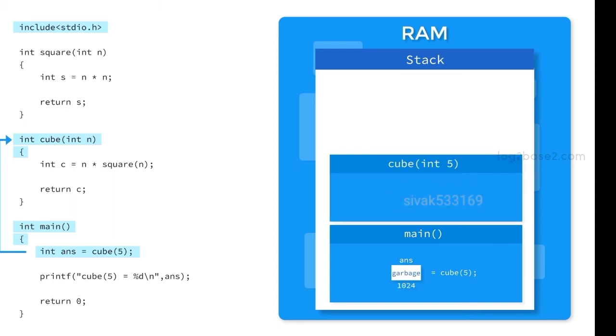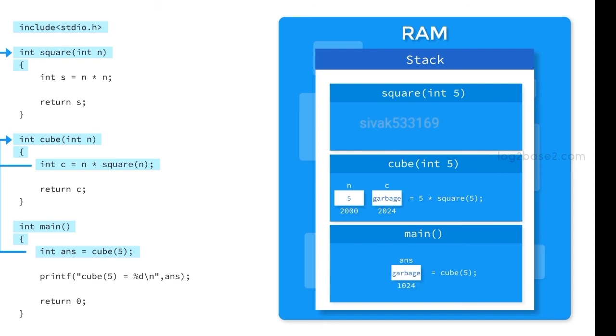Now in cube we have the parameter n and it will have value 5. Now we create a local integer variable c and we have n into square of n, that is c equal to 5 into square of 5. So we are calling another function square. So it is pushed onto the stack and we have the parameter n.